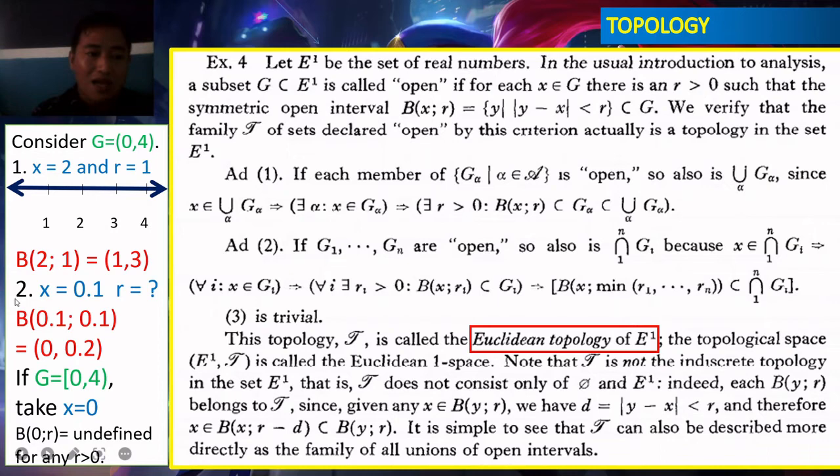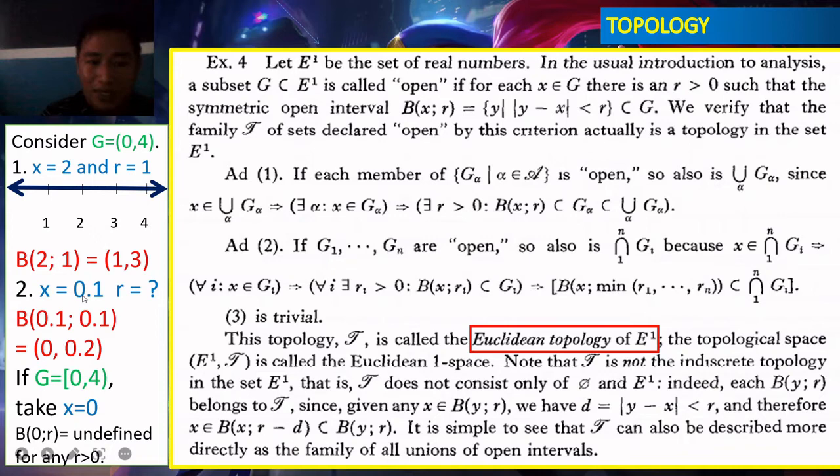Okay, so now, how about if our X is 0.1? What is our radius R? If we have 0.1, we can take R to be 0.1. So we move 0.1 unit to the left, or we subtract: 0.1 minus 0.1 is 0, and then 0.1 plus 0.1 is 0.2. So this is our open interval. This open interval, class, contains the point 0.1.